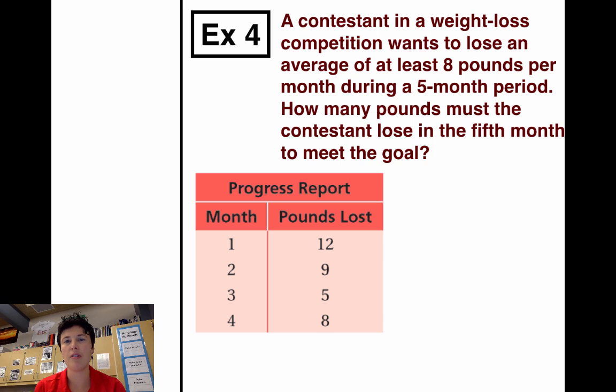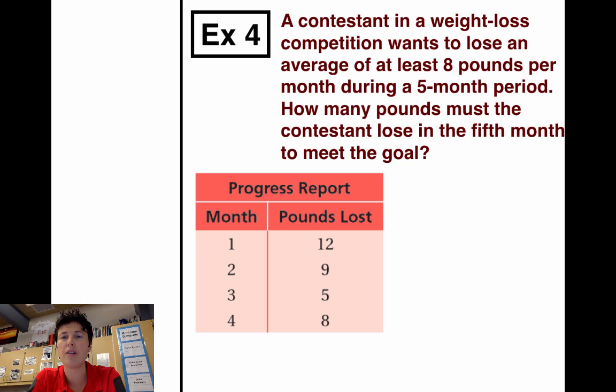And we have this table. If it was me taking notes, I probably would copy this table down. It shows a progress report. It has month 1, month 2, month 3, and month 4. And it shows how much weight was lost. Month 1, 12 pounds. Month 2, 9. Month 3, 5. Month 4, 8. We want to know, what should the 5th month be? That's what we're trying to figure out. What should happen in the 5th month?